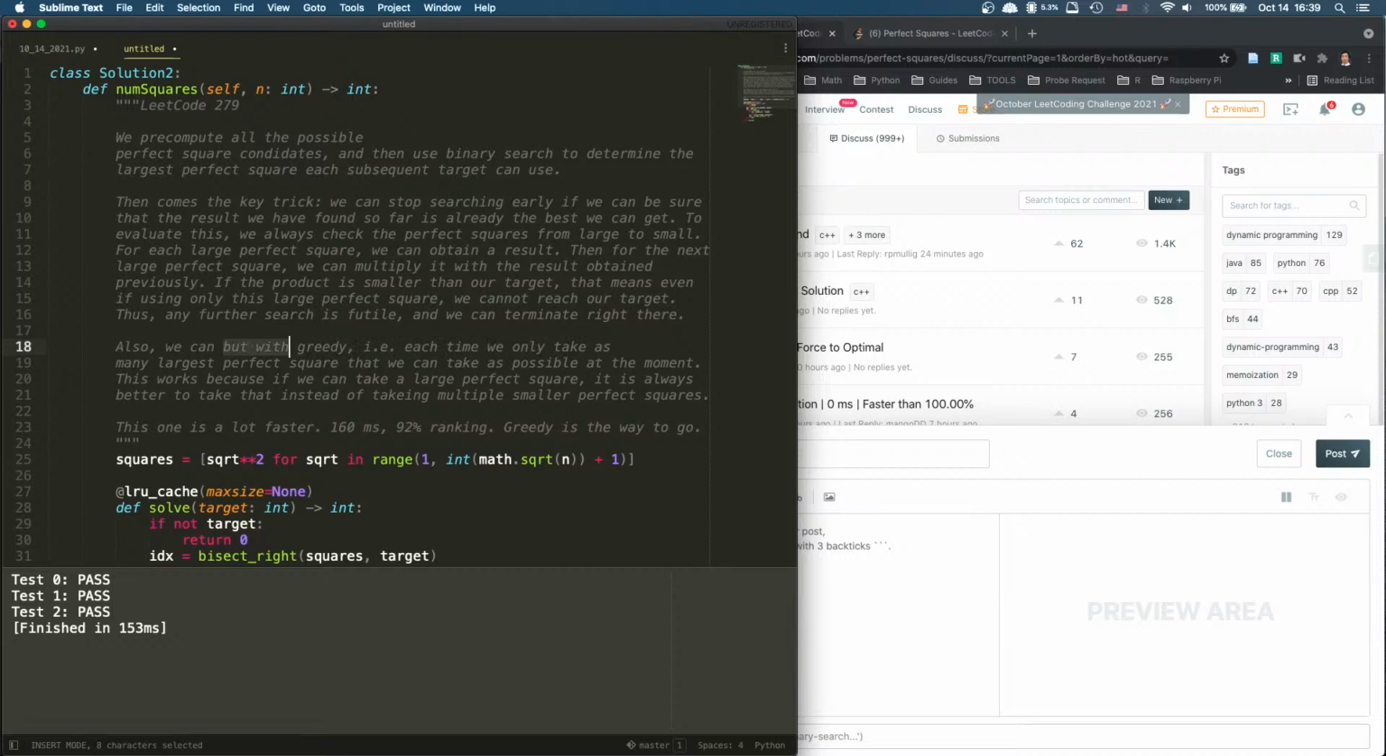Also, we can use greedy. That is, each time we only take as many of the largest perfect squares as we can take, as many largest squares as possible. This works because if we can take a large perfect square, it is always better to take that instead of taking smaller ones. All right, so this one gives us this.